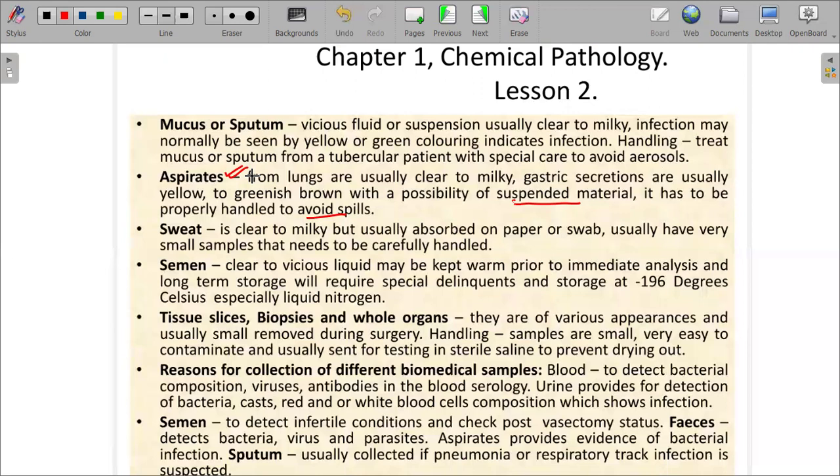It usually has very small samples, but that needs to be carefully handled also. Sweat, in most instances, it is quite understood that the samples of sweat are very small, and therefore they must be carefully handled.